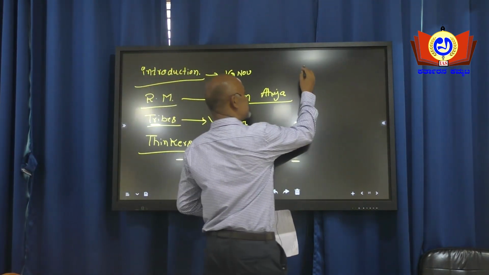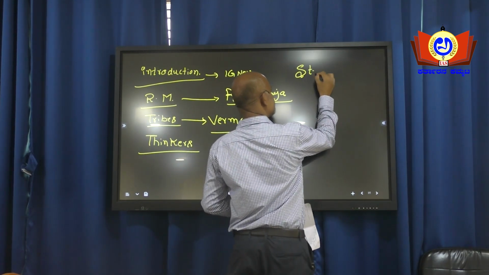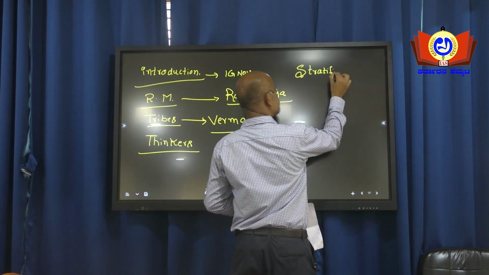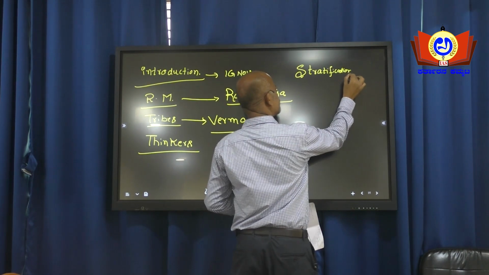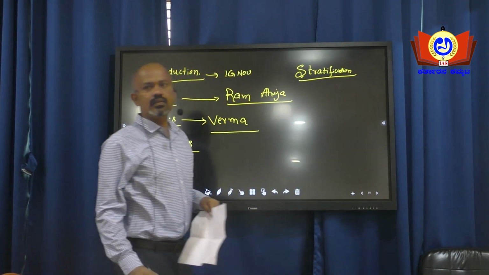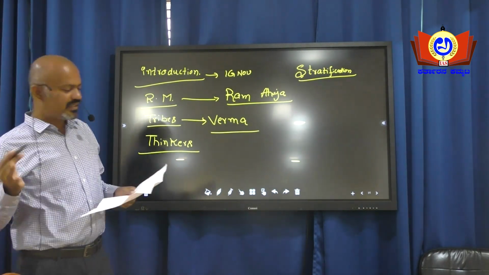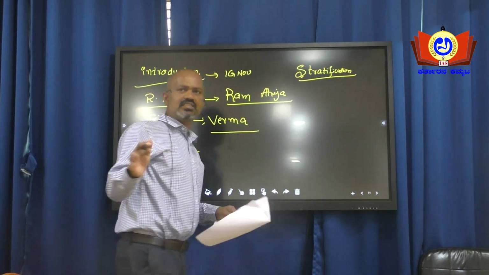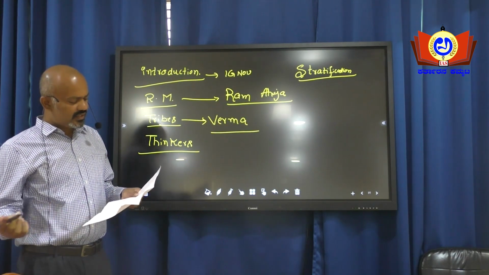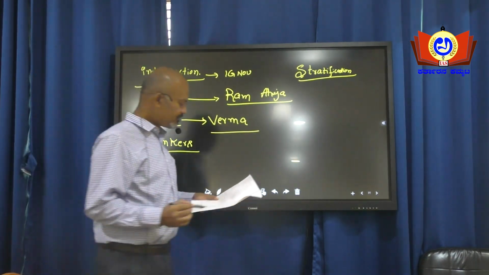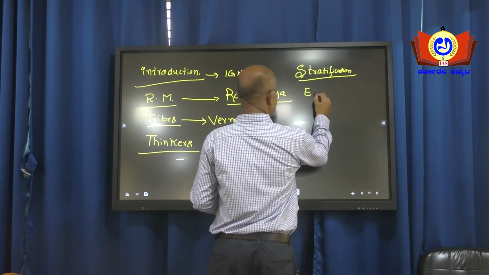Then stratification, which book did I tell? Which is the book name? Deepankar Gupta, but no need to buy. Just for a mention I have mentioned it. No need to buy. You can consult IGNOU material only. It's enough.